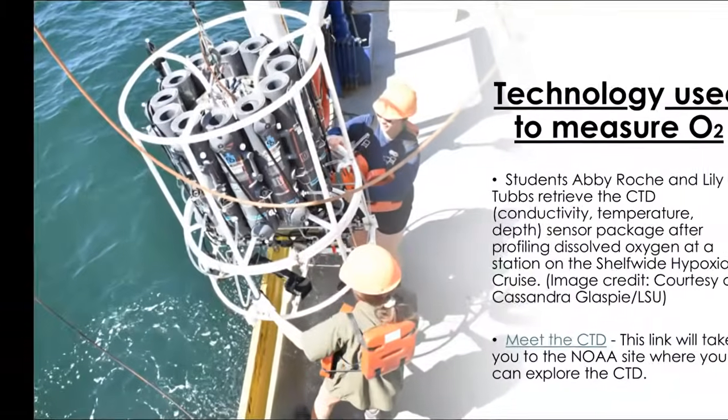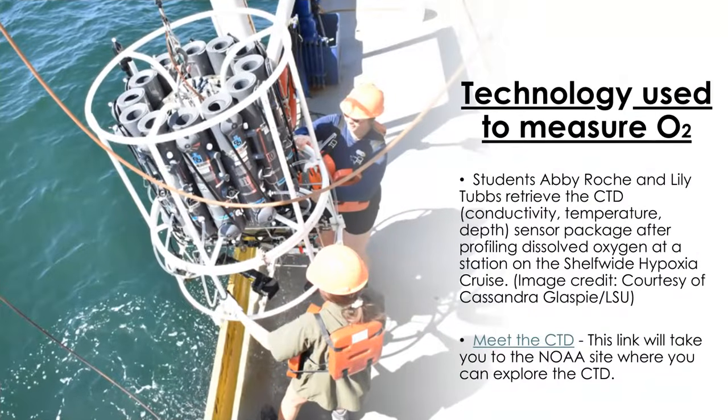The technology that you see here is called a CTD sensor package. This technology is what the National Oceanic and Atmospheric Administration used to track and profile dissolved oxygen levels throughout the Gulf of Mexico and other coastal areas. The CTD acronym stands for Conductivity, Temperature, and Depth. You can click on this link to go to the NOAA website to delve into more information on the CTD sensor package.